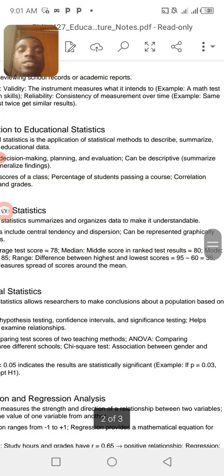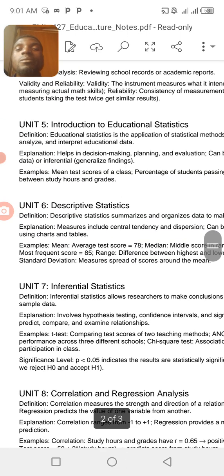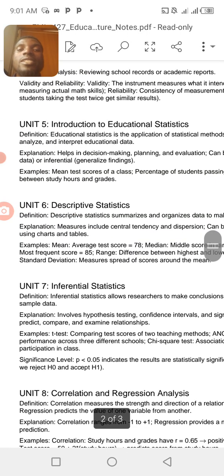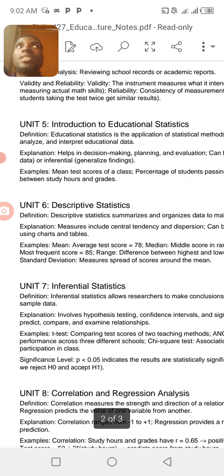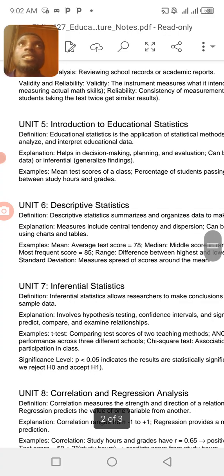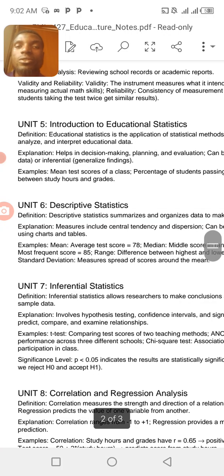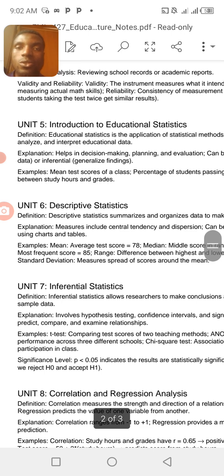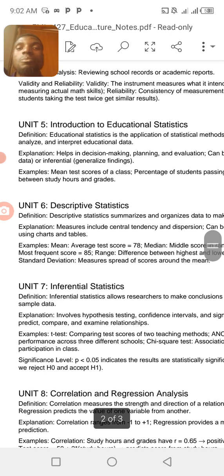Does it stand the test of time? Example, the same student taking the test twice gets similar results. That actually shows that the methodology used in teaching the students is right. So we stop here. In our next class, we continue.